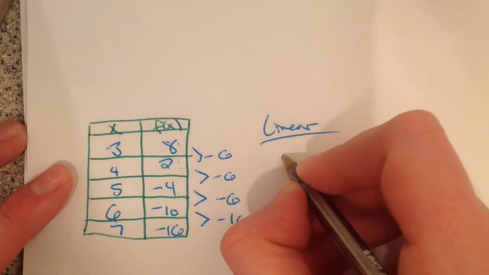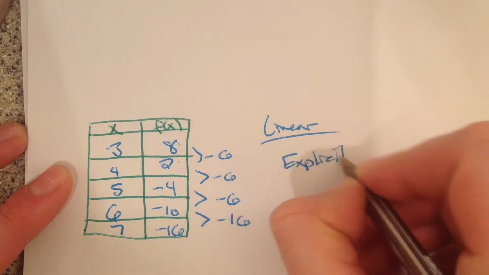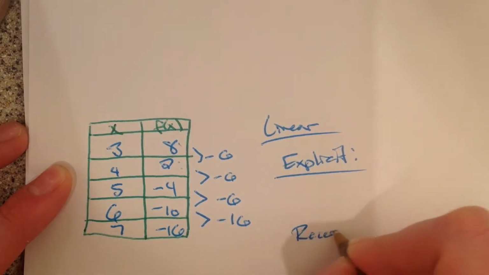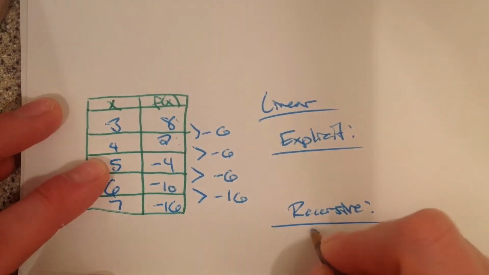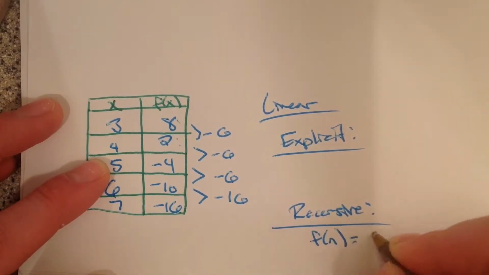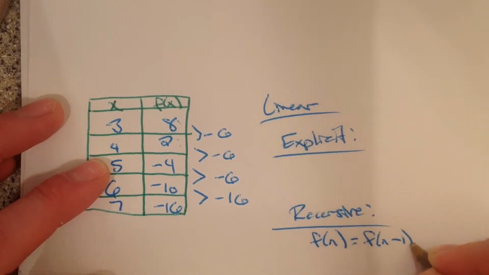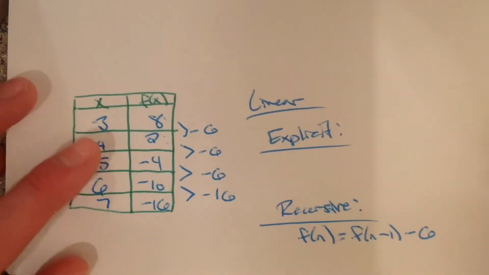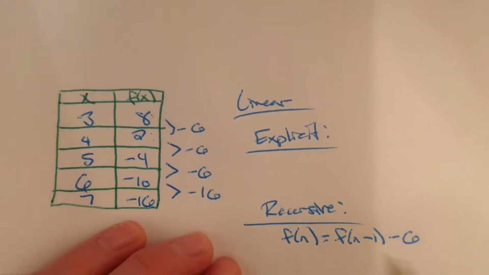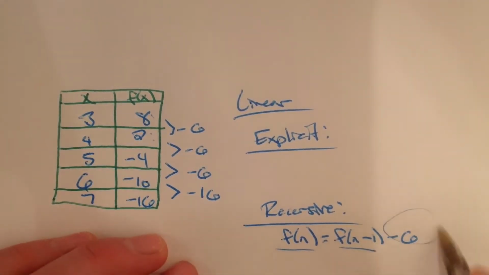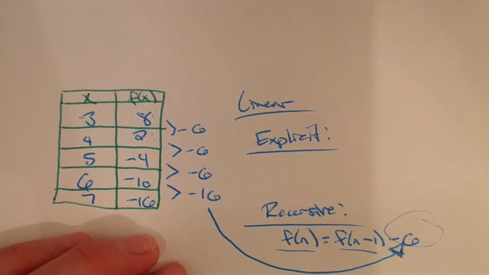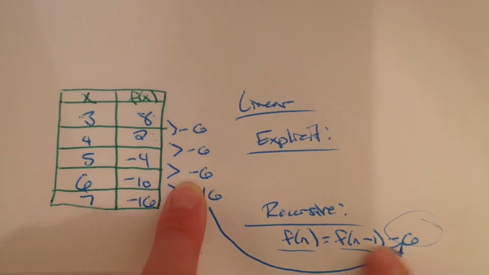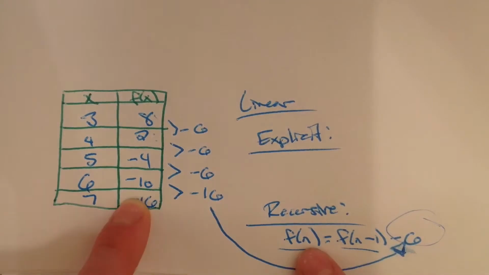Well, we have an explicit and a recursive equation we can come up with for this. Recursive, just like with exponential, says the term we're on equals the term before it minus 6. So every single one for linears has these pieces. This number, just like with exponential, comes from that change, that minusing 6 every time. So the term minus 6 gives me the next term. Minus 6 gives me the next term.